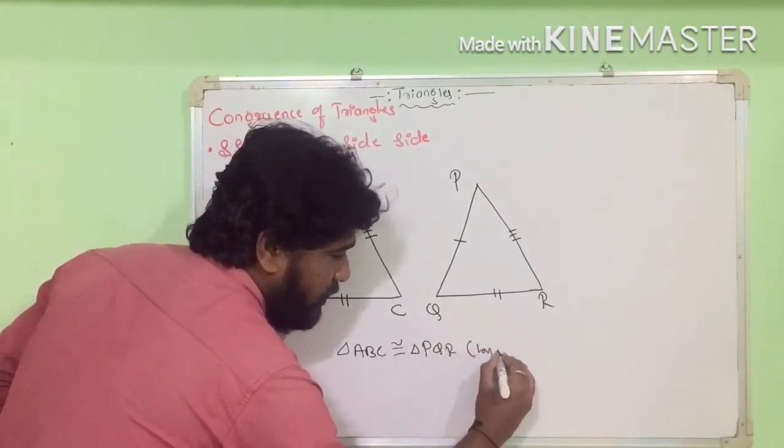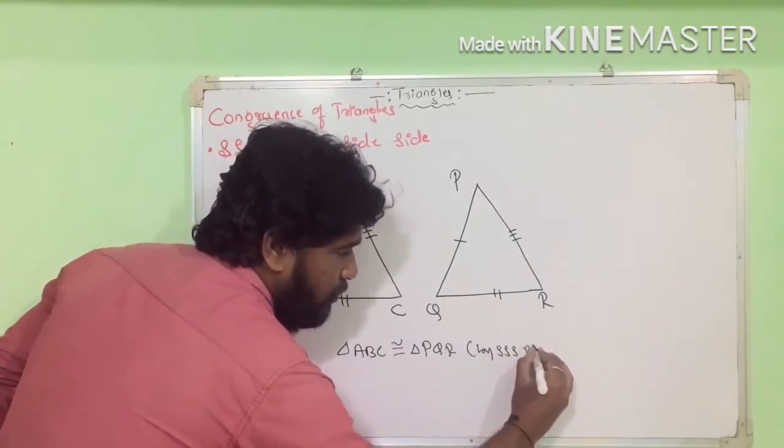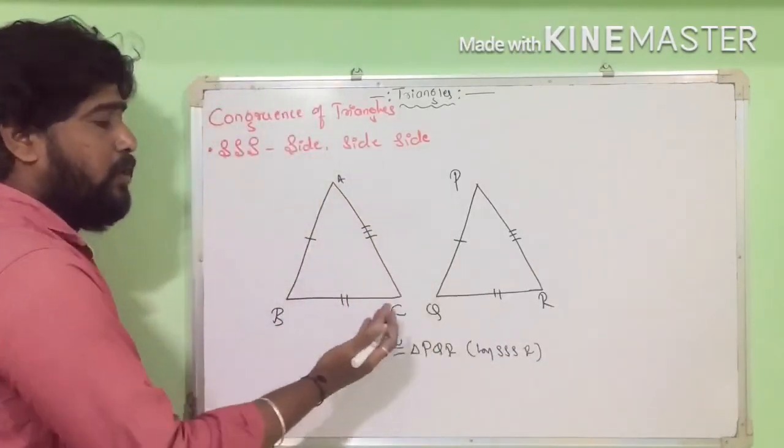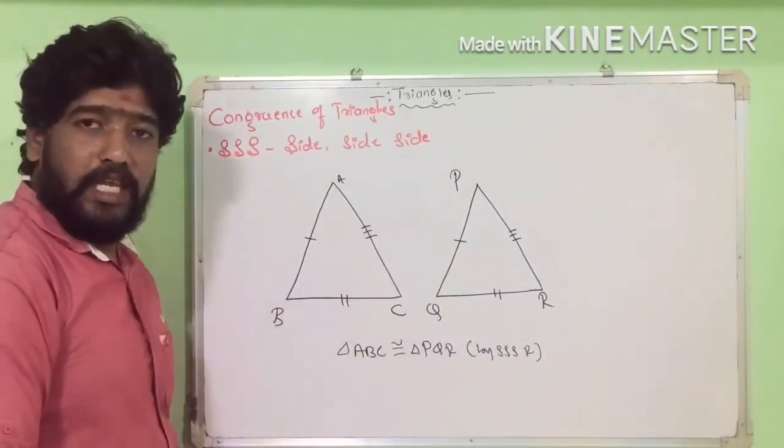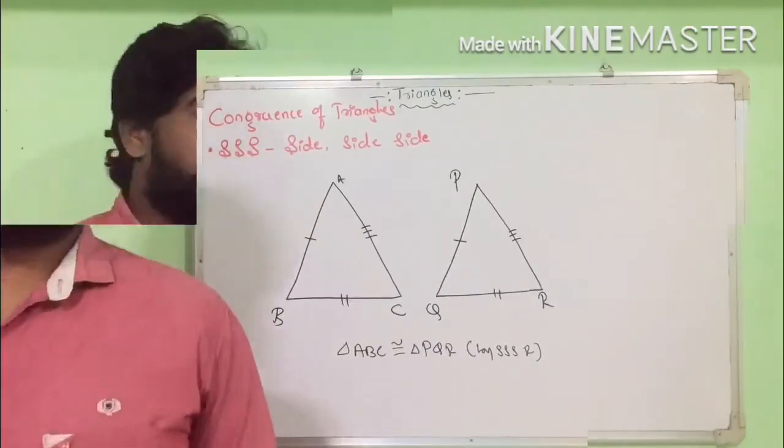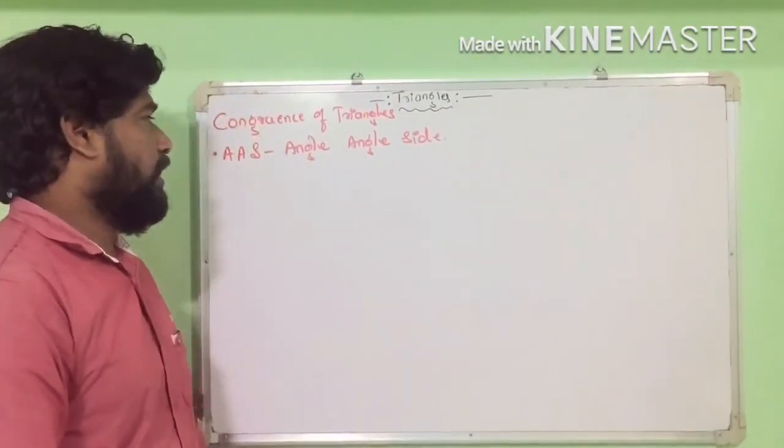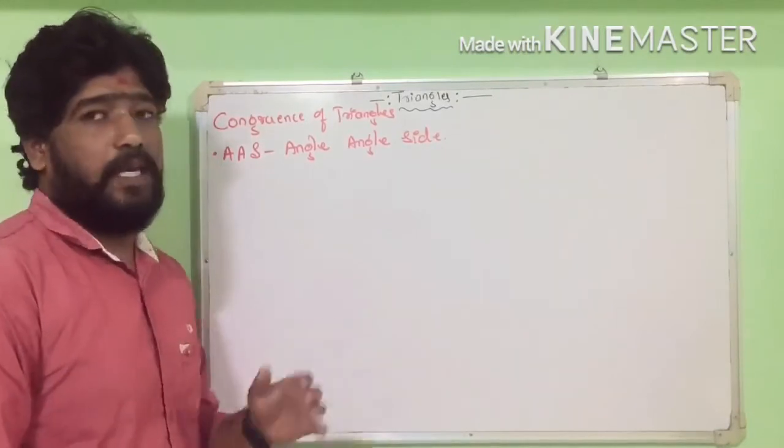So by SSS rule, because the three sides of the two triangles are equal to each other. Is it clear? Students, the next one, AAS, angle, angle, side.